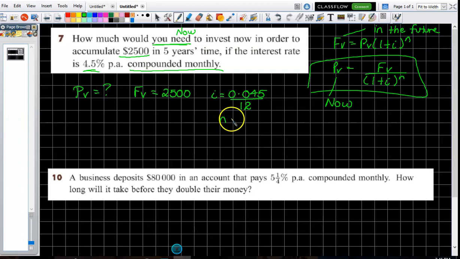And what is my N? What's N? Is it just 5? 5 times 12. Excellent. Once again, because it's monthly. This is when we're doing it by hand. So we go PV, pop everything into our formula now.